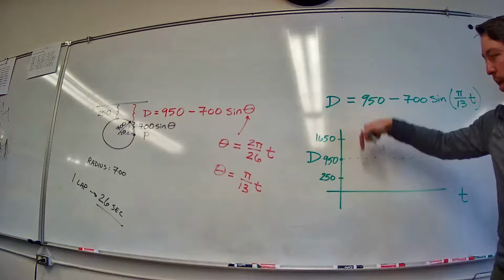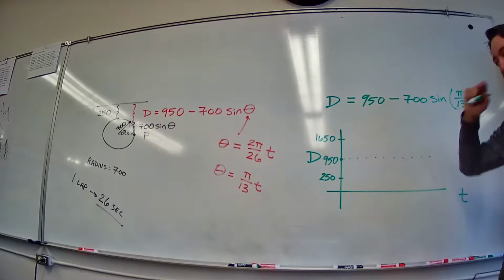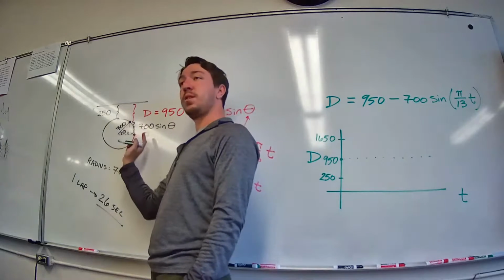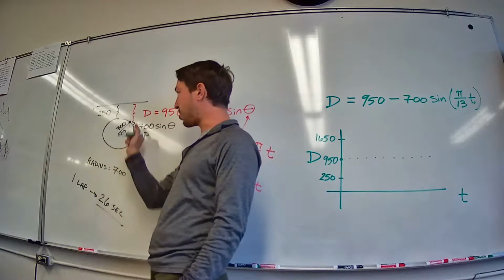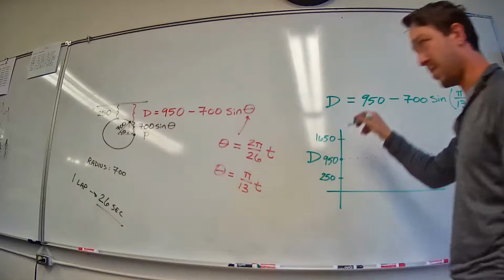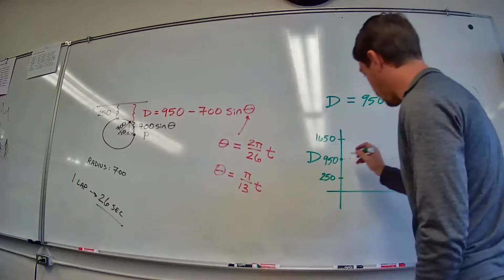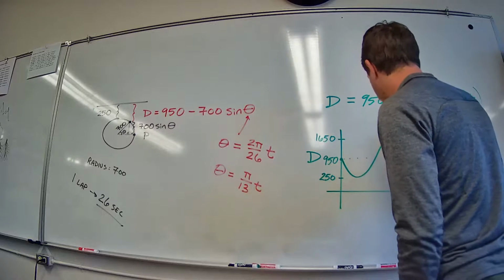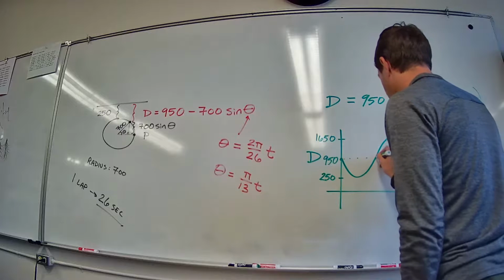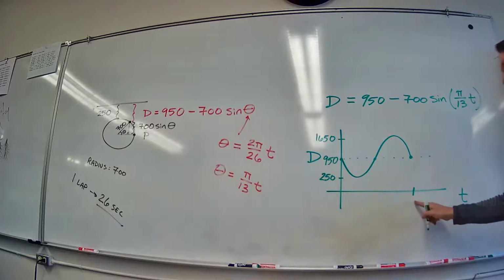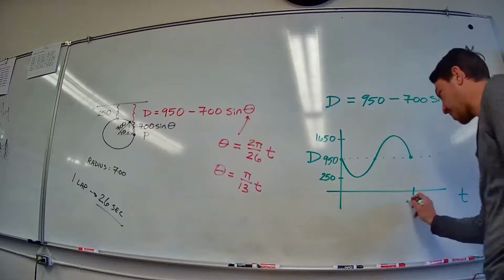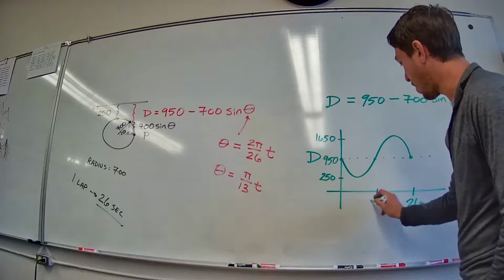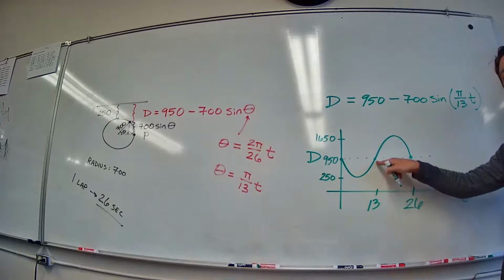And does this graph start by going down or by going up? Definitely starts by going down because Bob's going counterclockwise. So at t equals 0, he's traveling towards the wall, so that distance is decreasing. Let's draw one cycle for now. I'm just trying my best to keep it kind of symmetrical. What's this time value right here? 26 seconds. Very good.